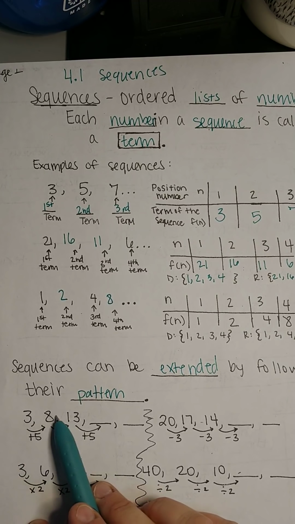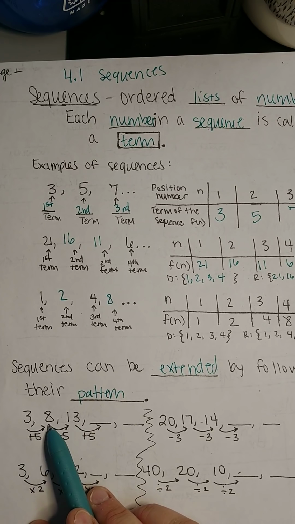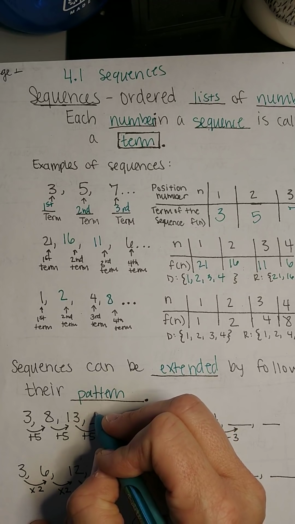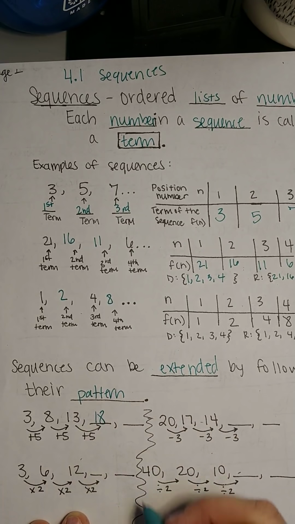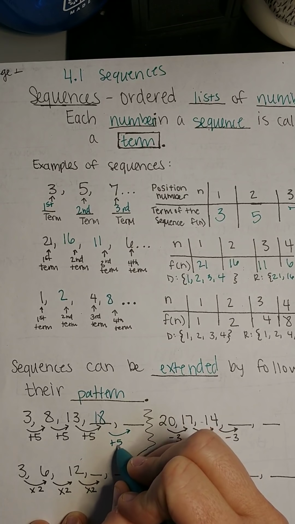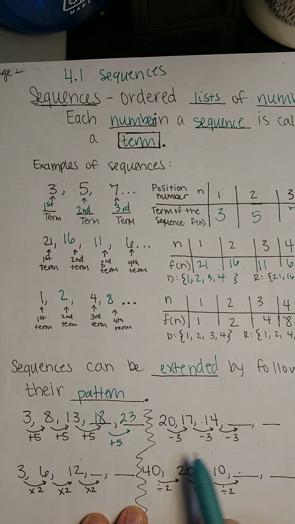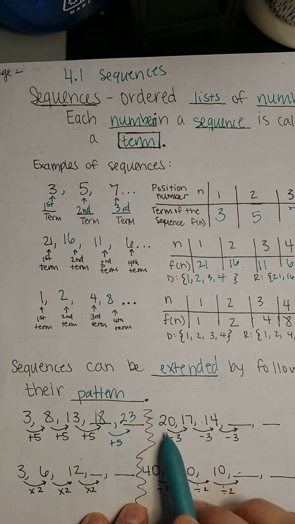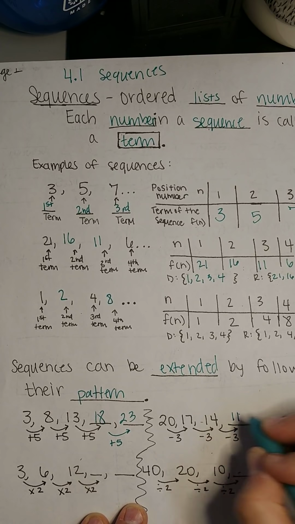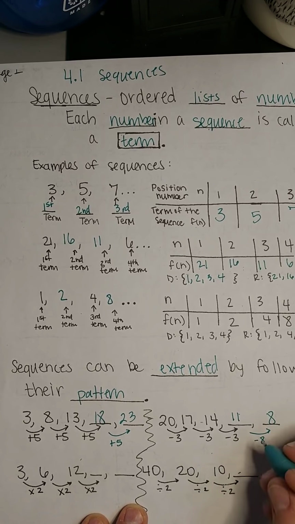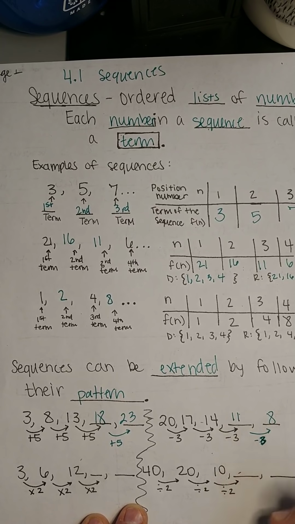So for example, 3, 8, 13, you notice 3 plus 5 is 8, 8 plus 5 is 13, so 13 plus 5 would extend this pattern to 18, and 18 plus 5 would extend this pattern to 23. It's not always adding, sometimes it's subtracting. Like 20 minus 3 is 17, 17 minus 3 is 14, 14 minus 3 is 11, 11 minus 3 is 8. Whoops, sorry, minus 3, not minus 8.